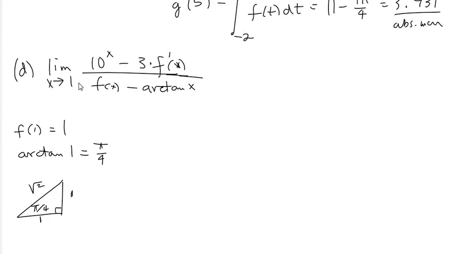So this limit is not going to be a very difficult limit, because all we need to do is just plug the 1 in there. Okay, so we're going to get 10 to the 1 minus 3 times f prime of 1 over 1 minus pi over 4. When I first saw it, I thought, oh, here comes L'Hopital's rule or something like that. But no, you don't need to worry about that, because this denominator isn't going to 0. So there can't be anything strange going on here. It's just whatever happens when you get to 1.